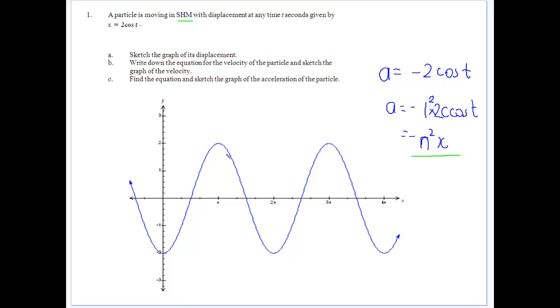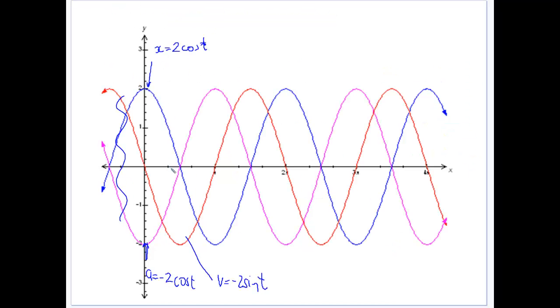So it varies with the position function, which was 2 cos t, but it's also acting in the opposite direction, and we can see that when we put all three graphs together. When 2 cos t is in the positive direction, then the acceleration is in the negative direction.